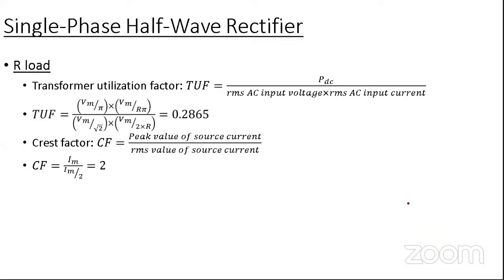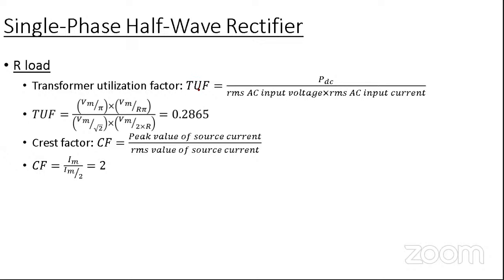Another two factors are also there. One is called the transformer utilization factor, or TUF. This basically determines how well the transformer is utilized for this purpose, that is, how the output voltage of the transformer is utilized.